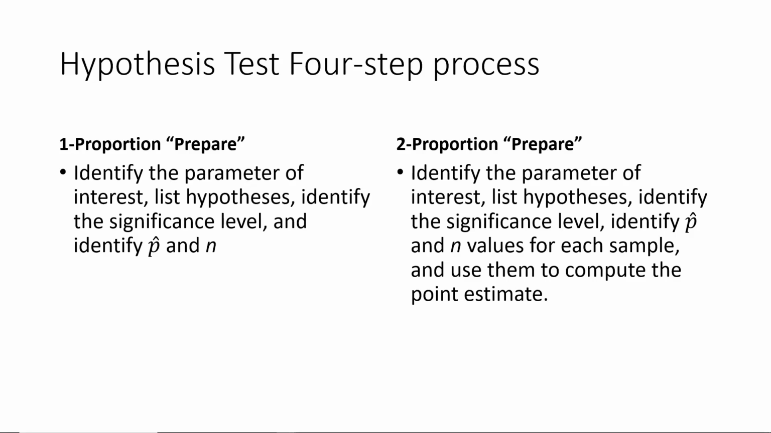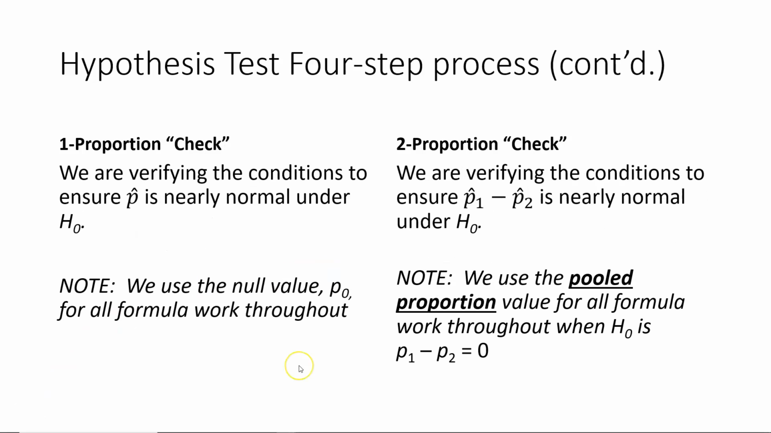The difference comes in for the two proportion prepare step when we need to identify the sample proportion and sample size values for both of the samples that we are considering. And then we use these sample proportions to compute the point estimate. For the one proportion prepare step, the sample proportion is the point estimate, and so that's a big difference between the two of them.